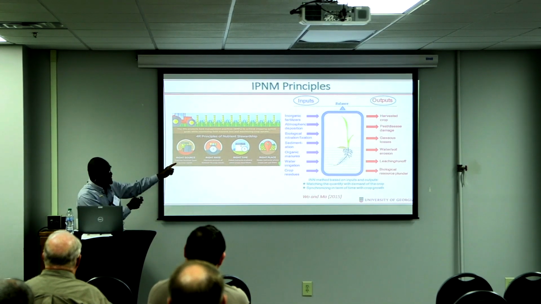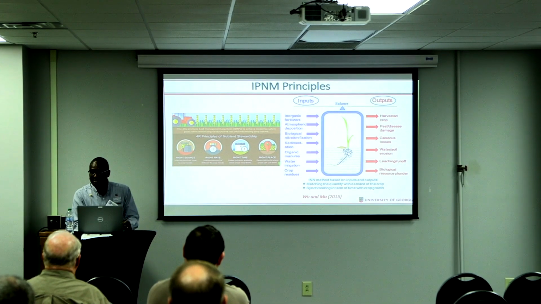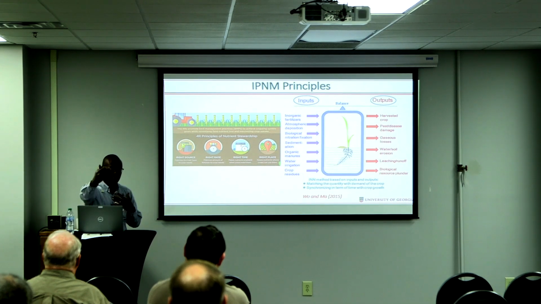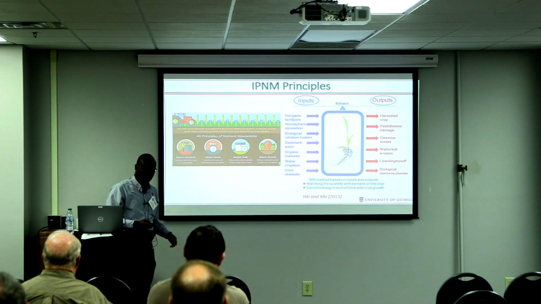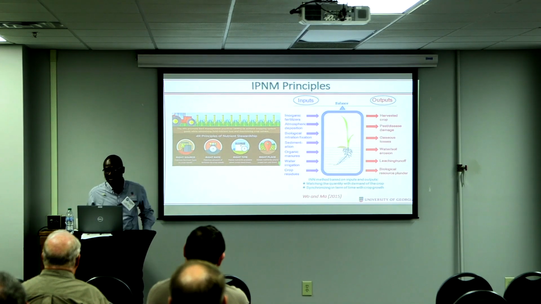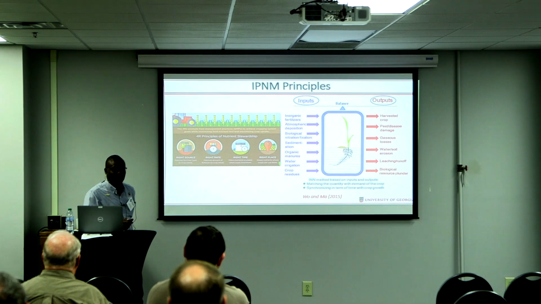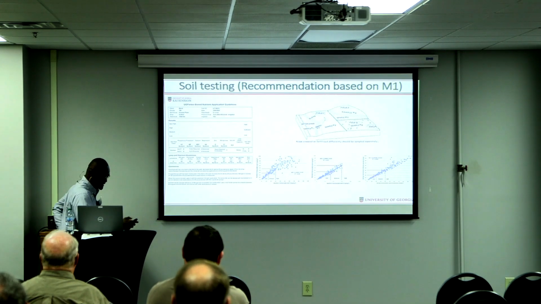So if you're going to look at the input-output concept, and you don't want to deplete your soil of that nutrient over the long term, then you need to start thinking about other sources and organic amendments. And in Georgia, the go-to organic source for row crop production is poultry litter. I'll talk about that more later.